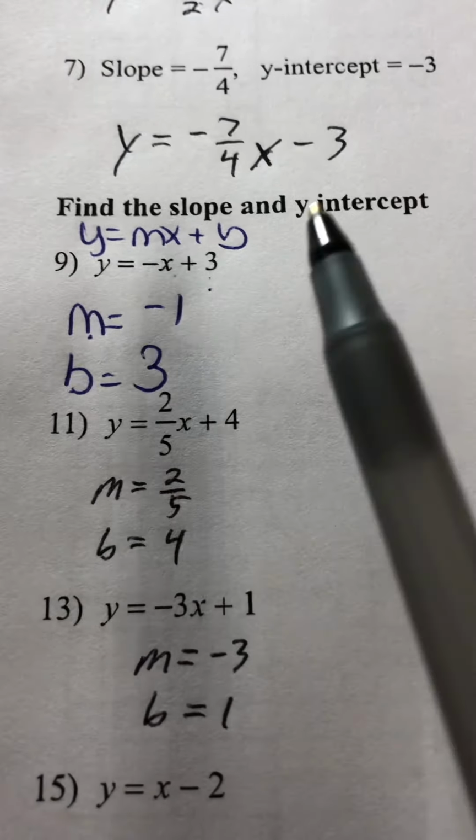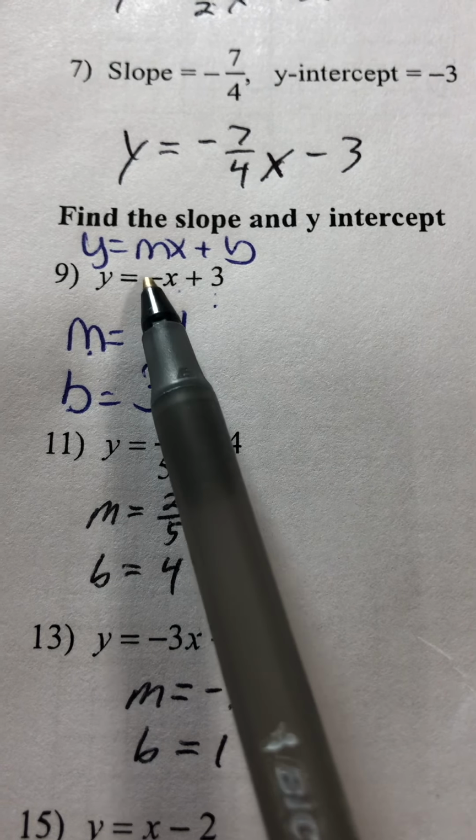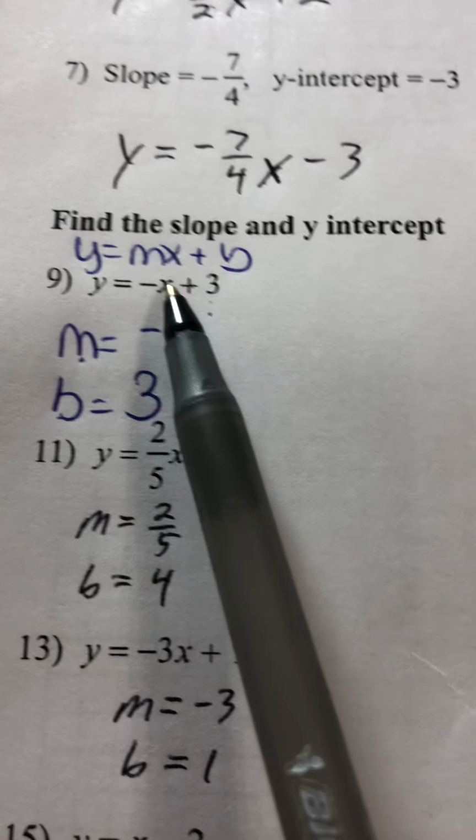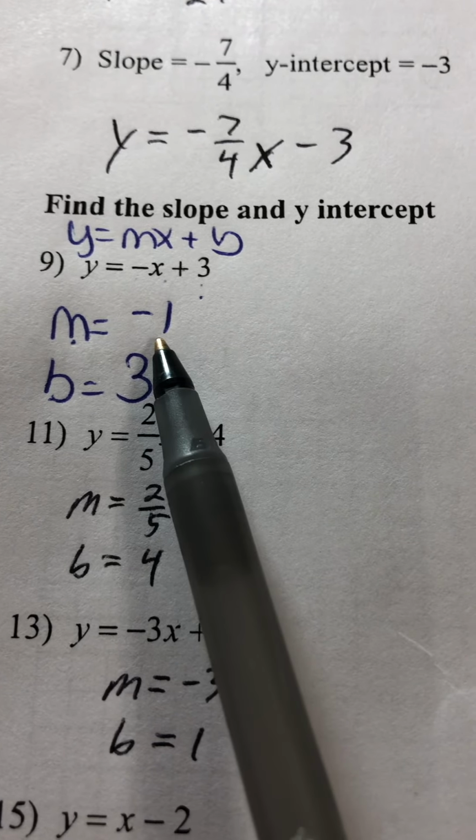Going backwards, pick out the slope and the y-intercept. Well, I just have negative x. So negative x, we have 1x there, so we just have to know that there is a 1 there, so it's negative 1. And my b is a positive 3, so we just have the number 3.